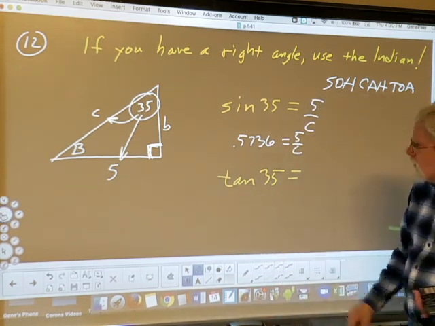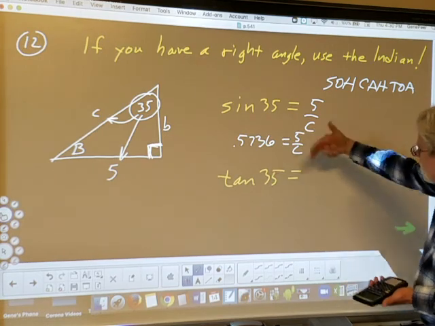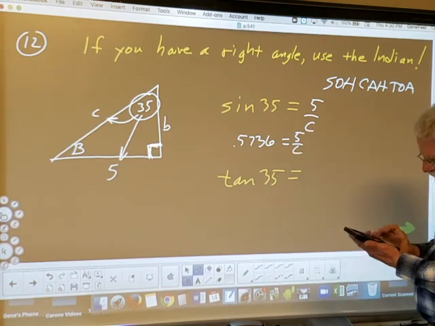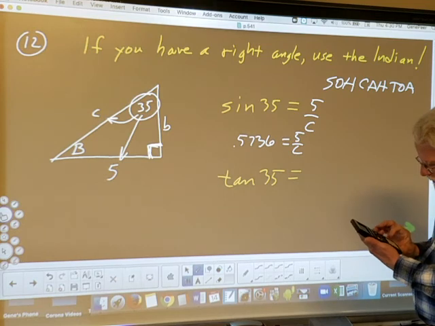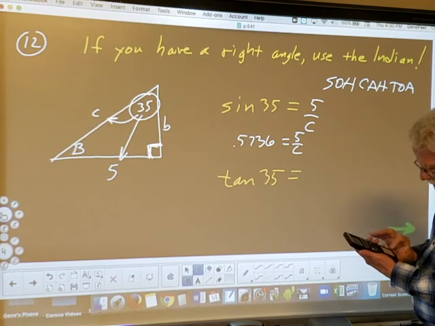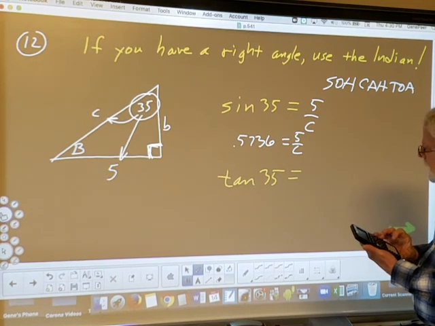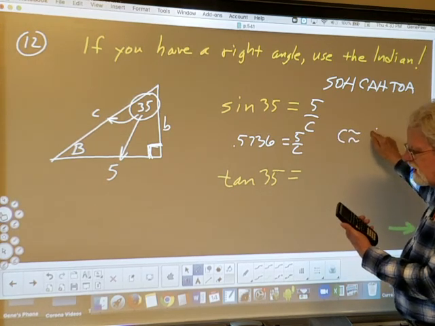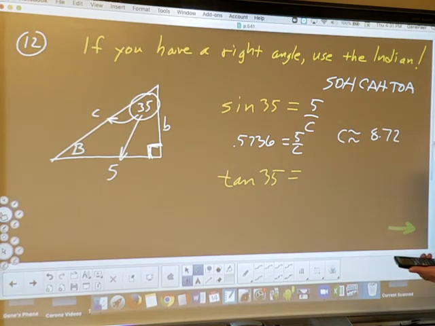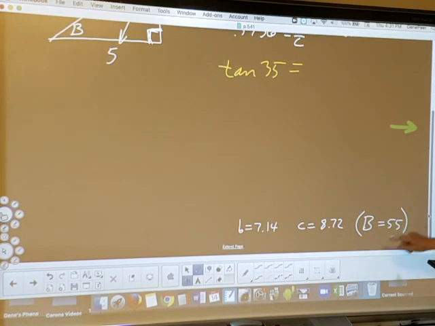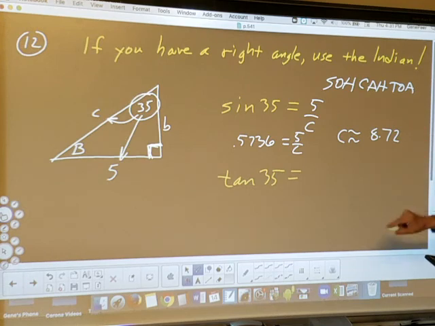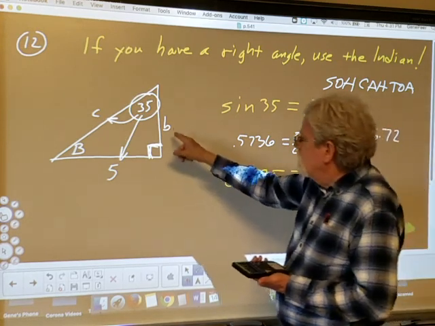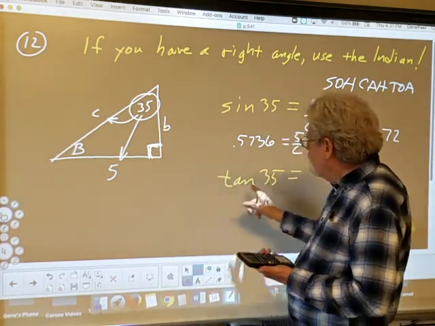Tiny bit of basic algebra: multiply by c, divide that into 5. So I've got 5 divided by the answer to the previous problem, and I end up with c being approximately 8.72. Checking my answer, there it is, correct.